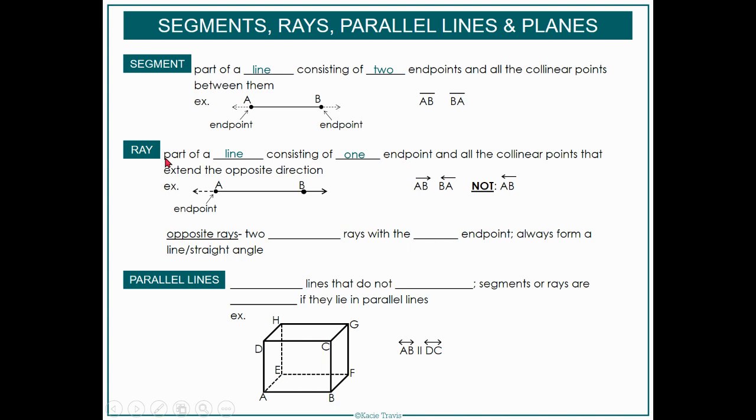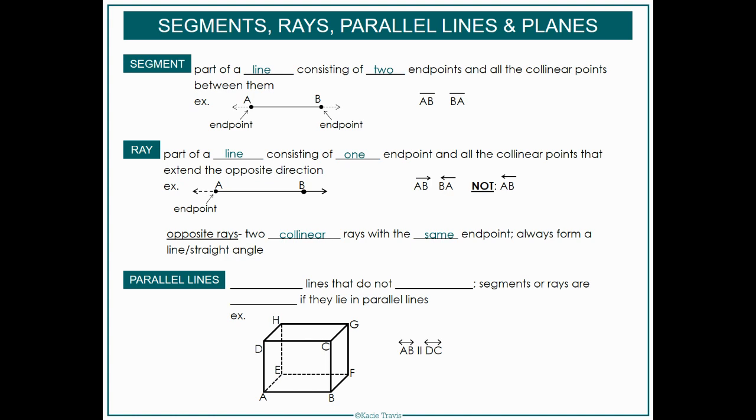Now, along with rays, we got a little smaller definition. We have opposite rays. Opposite rays are two collinear rays with the same endpoint. So essentially, I can make another ray going this way, and since both this ray and this ray are on the same line, that means that they come together, they make a straight line, and they are opposite each other.